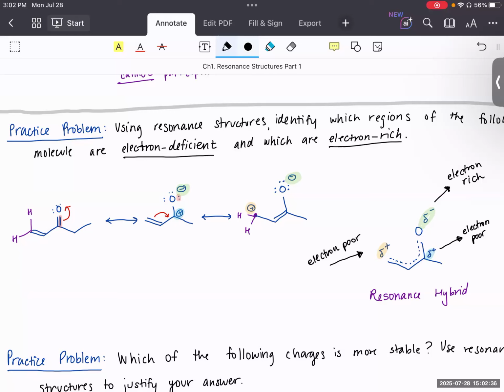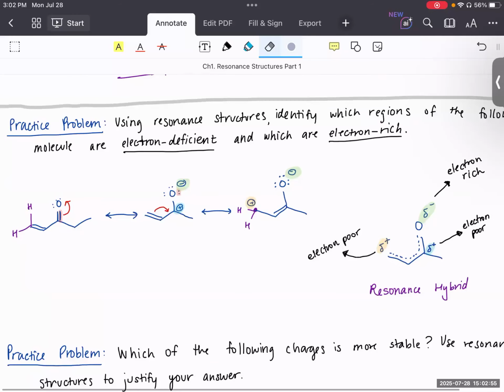And the reason this is important is because as we get into reactivity within organic chemistry, we're going to see that a lot of the types of reactions that happen are due to these partial positive or partial negative sites on the molecule.